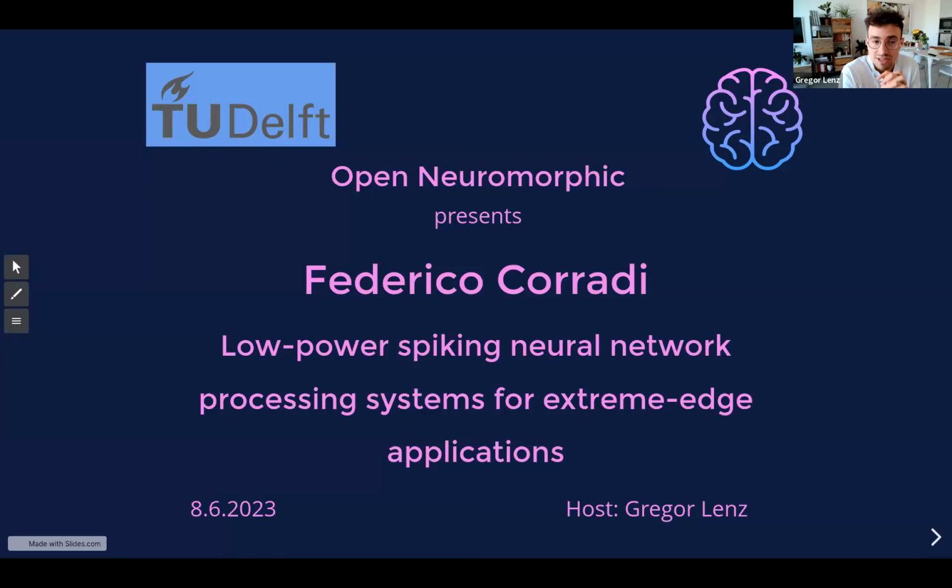Very pleased to have Federico today with us to talk about low power SNN applications, different ones, just on the edge. Data capture is captured near the edge of the sensor.